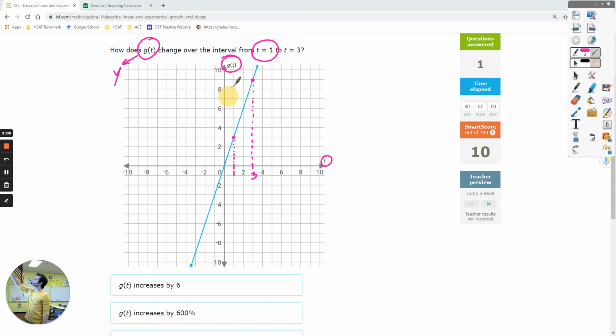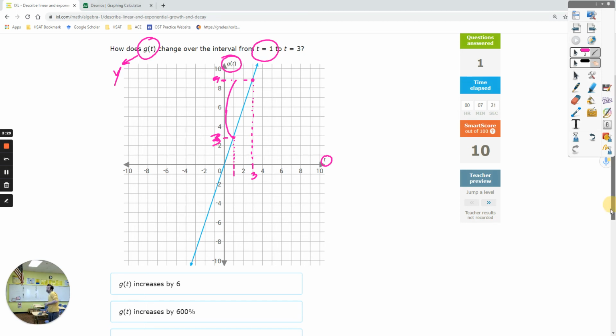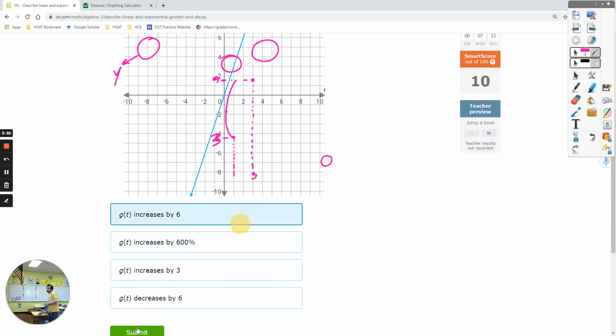So we are going up 6 units from 3 to 9. This is right here at 3, my bad. Right here, that point is at 9. So the difference between 3 and 9 is 6, and it's increasing. So it increased by 6.